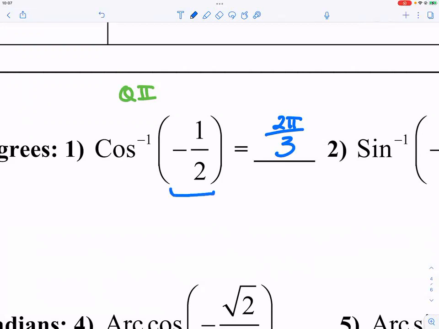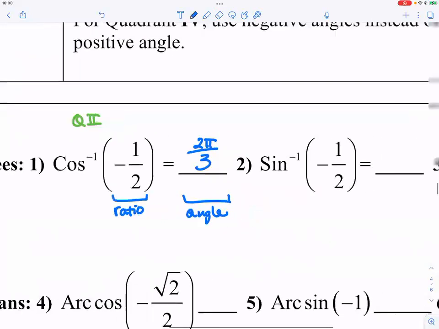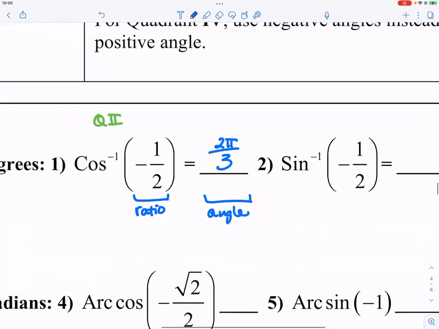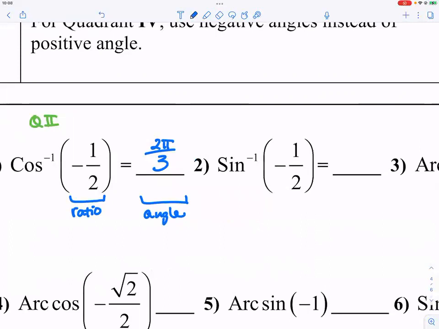Again, this is a ratio. We are asking for an angle. Okay, inverse cosine of a ratio gives you an angle. What about inverse sine of -1/2? So we think about, what quadrant would it be? It must be in quadrant 4. Okay, you can look at the table above if you need to, you have some quick reference. And the y value being -1/2, what's the angle?